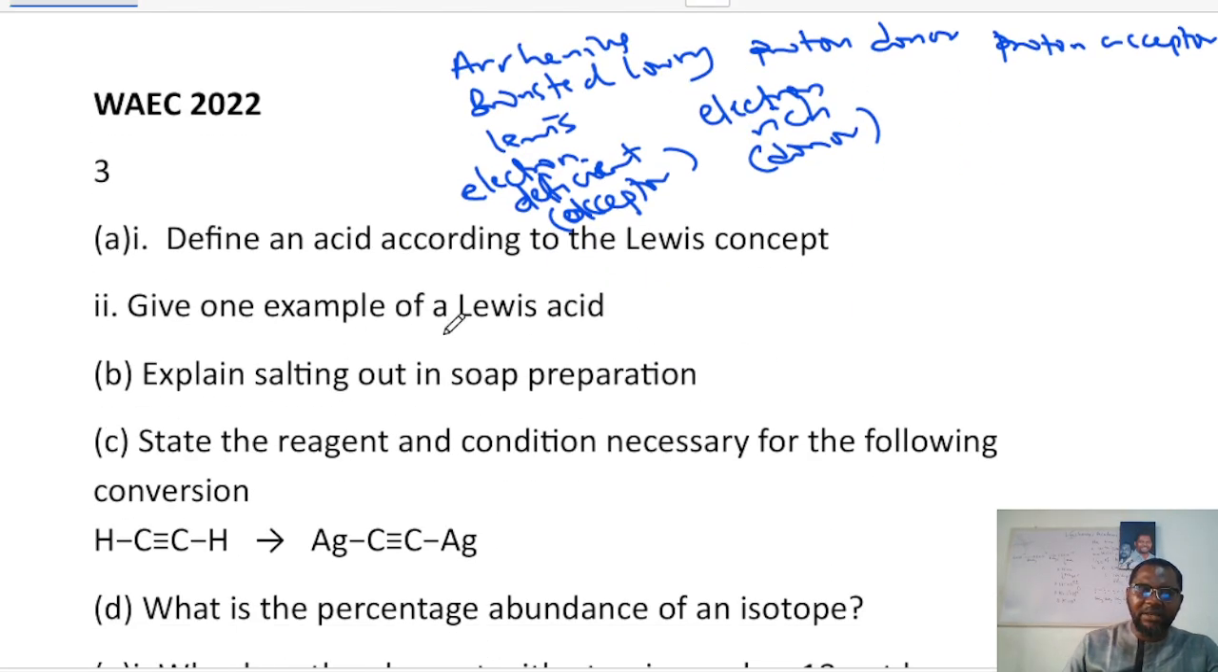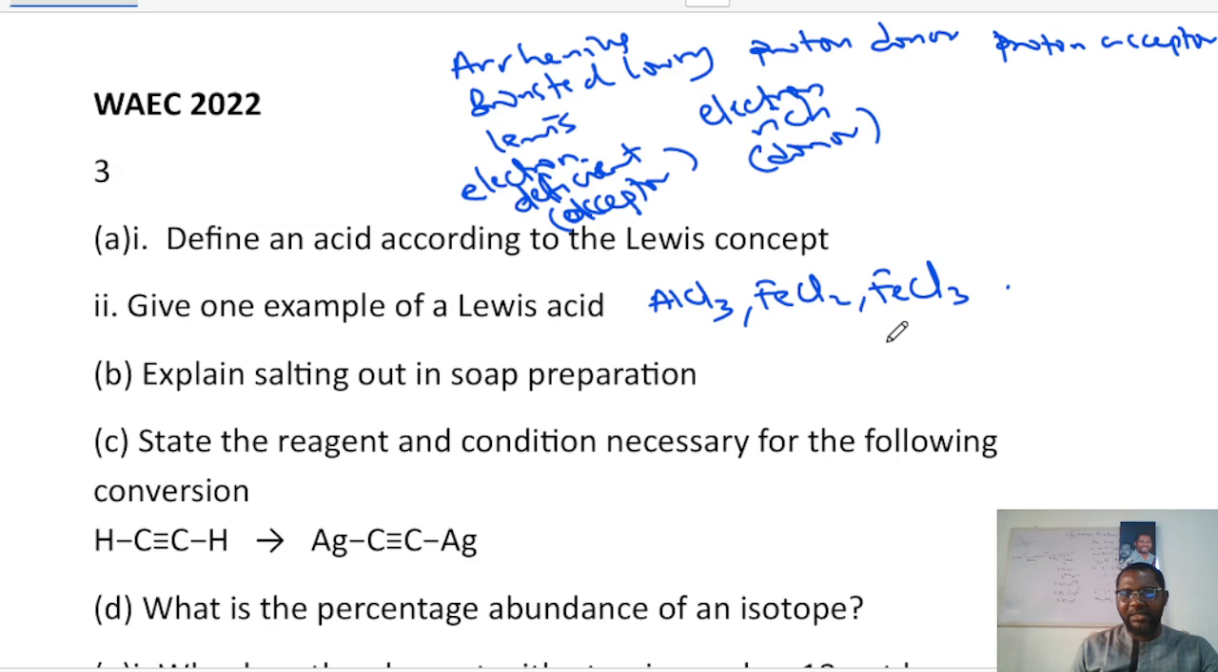Now the next one says give one example of a Lewis acid. Electron deficient species, you can have aluminum chloride, iron 2 chloride, iron 3 chloride. These are examples of Lewis acids. Even hydrogen ion is electron deficient, CH3 plus, but in an exam situation this would be better to indicate. Very, very important.